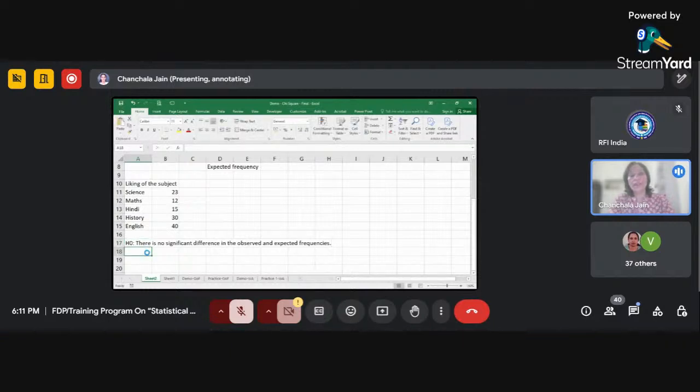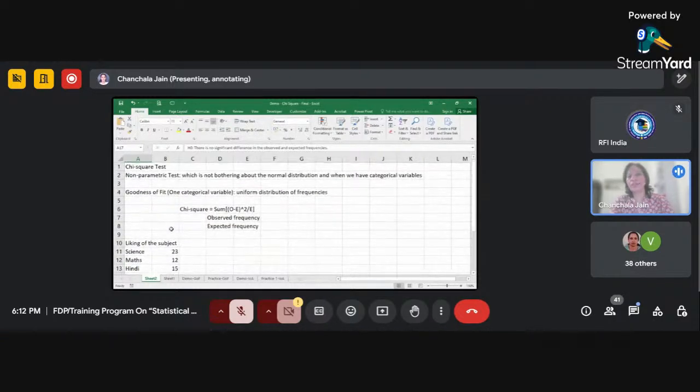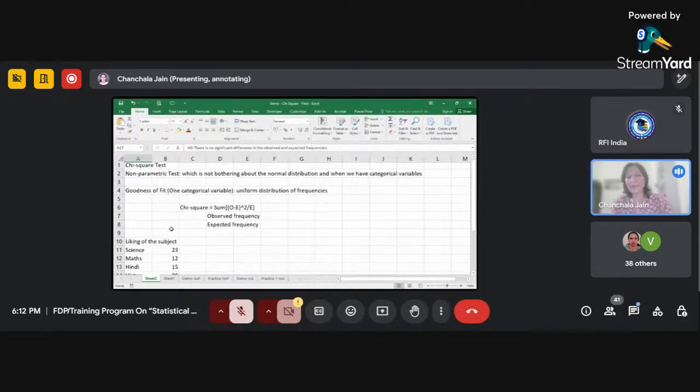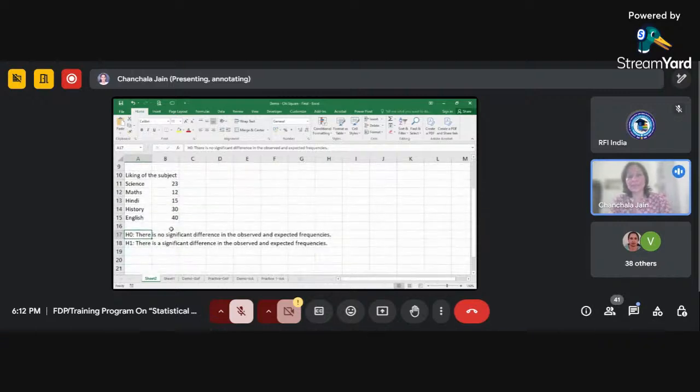Suppose I want to write the alternative hypothesis. I think everyone knows this: for every null hypothesis, we have one alternative hypothesis, so I can write there is a significant difference in the observed and expected frequencies of the subject's liking, right? That way, this is the hypothesis we have made. We need to test this hypothesis using these observed frequencies. So this is known as the goodness of fit chi-square test. I hope till here I am clear. May I proceed to the next test?